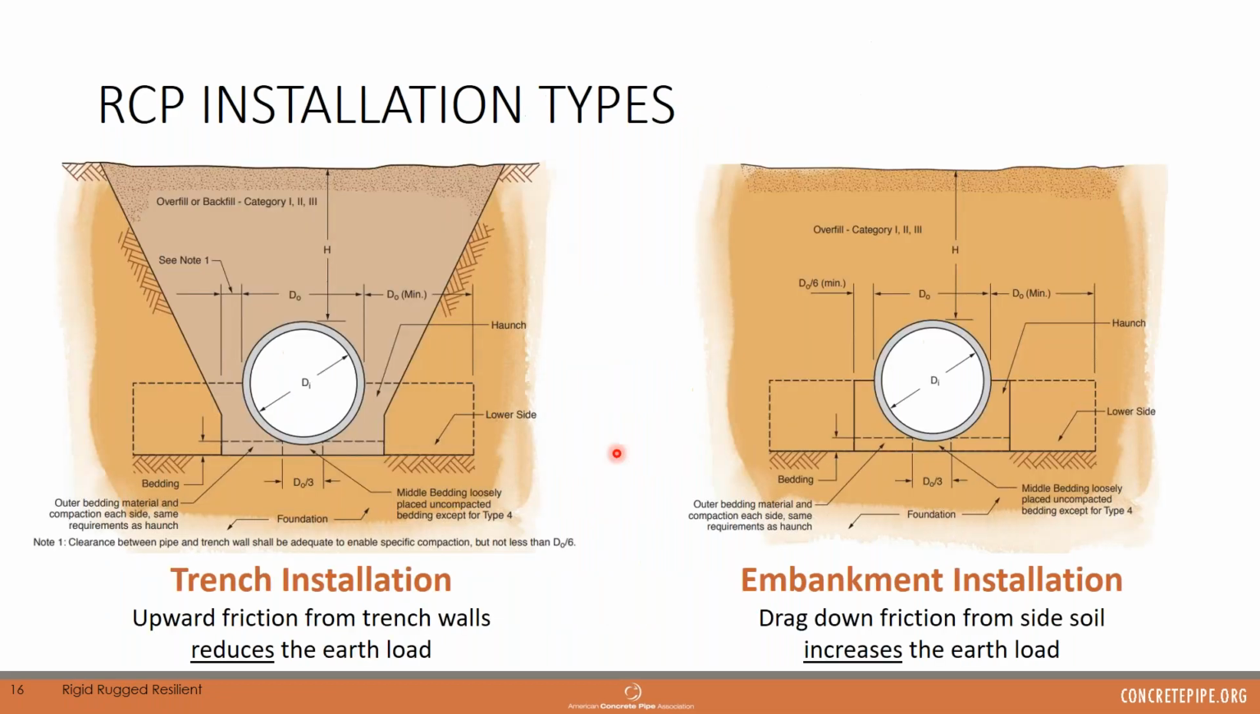Now, when you're looking at a concrete pipe installation, you could consider two possible options here. You can have what's called a trench installation, where you have a very narrow excavation and you're putting the pipe inside that. And the benefit of a trench installation is you will get some frictional forces between the backfill and the trench walls that actually reduces some of the load on the pipe. So you can see these frictional forces are in the upward direction. And so the trench walls, if they're close enough to the pipe, are actually going to reduce the load on the pipe.